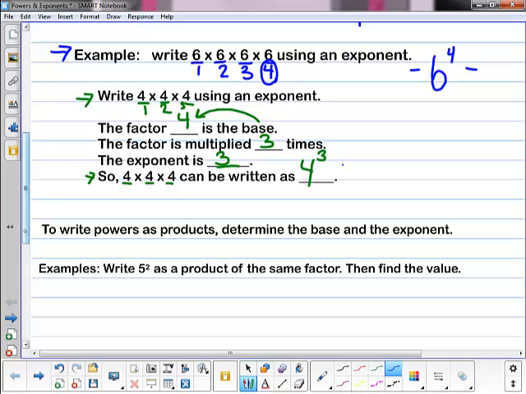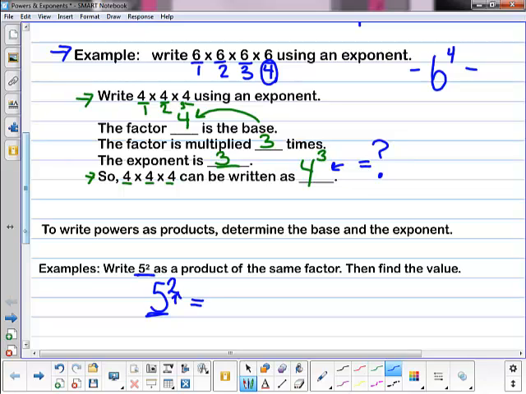To write powers as products, determine the base and the exponent. So basically what that means is we're going to figure out, if we look back up here, what this would equal. So 4 to the third power, what does it equal? Okay, so you're going to be performing multiplication. First, we're writing 5 squared as a product of the same factor. So basically we're taking what we did previously and we're going to switch it and work backwards.